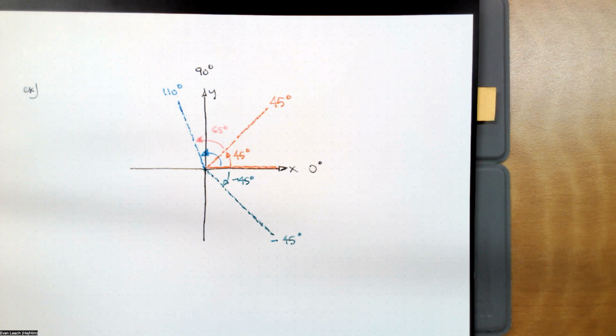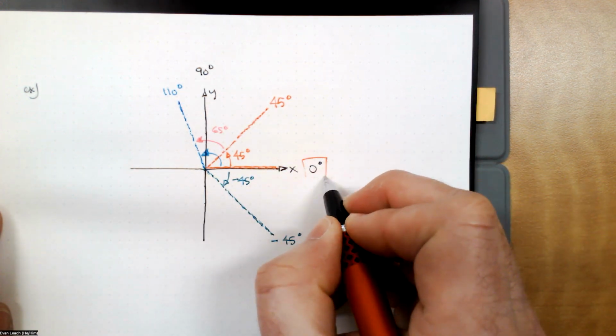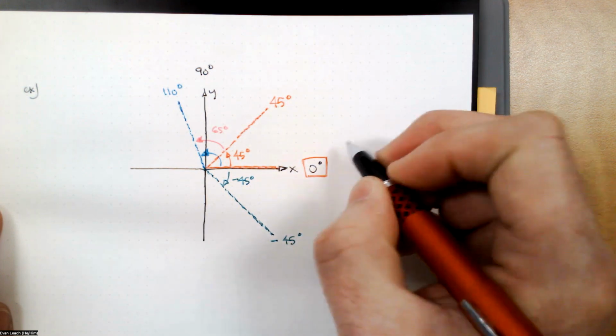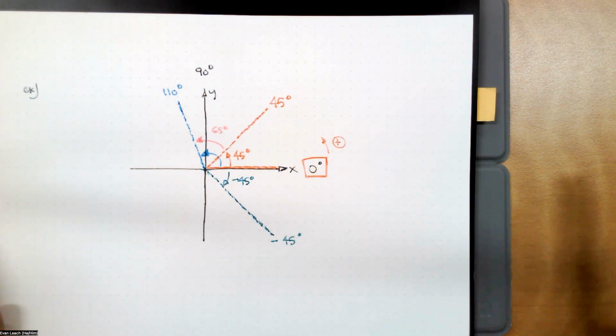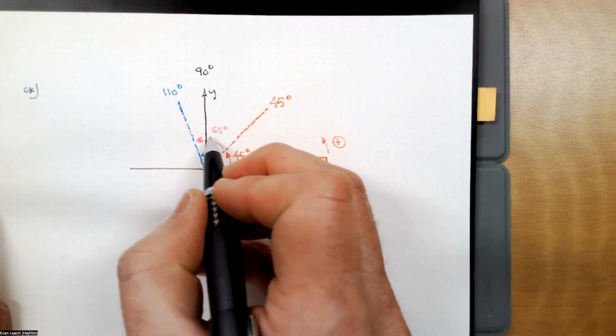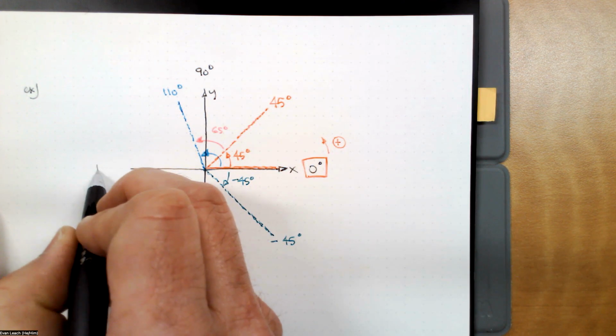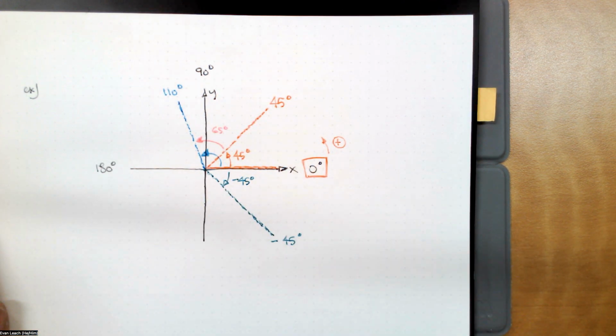Standard position is really just saying that the positive x-axis is where we're going to put 0 degrees, and then we're going to say that is the positive direction. So if we have a 180-degree angle, where are we? I didn't follow the 7-second rule, I just wrote it down. A 180-degree angle will be all the way over onto the negative x-axis.